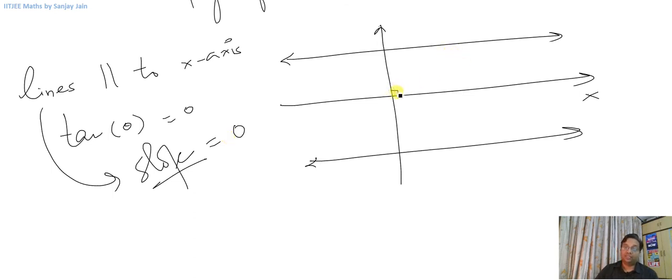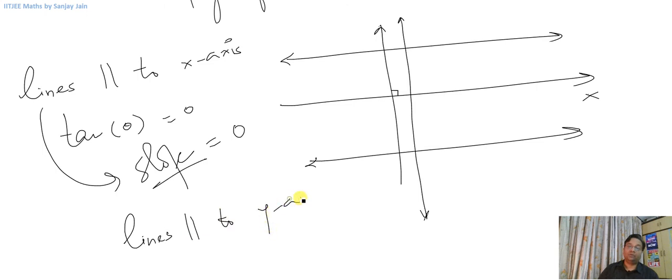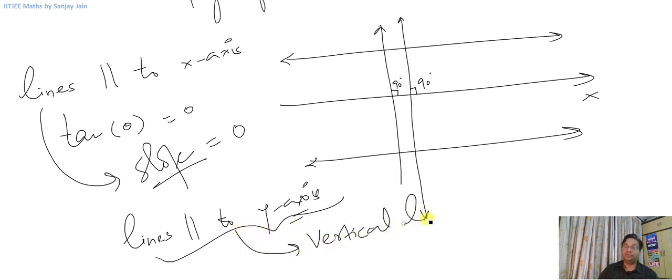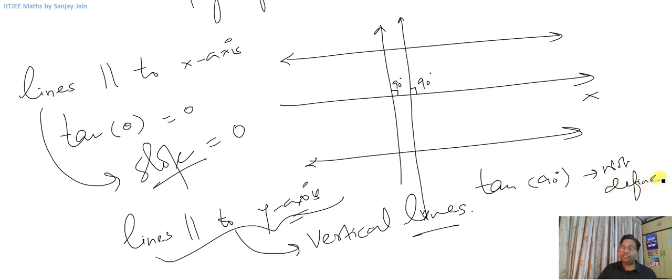So what about vertical lines? Or you can say the lines parallel to y-axis. Now lines parallel to y-axis will make an angle of 90 degrees with the x-axis. So all such lines, these are also called vertical lines, right? So vertical lines will have the slope not defined. Tan of 90 degrees is not defined, right? So we will say that slope of the vertical lines is not defined.